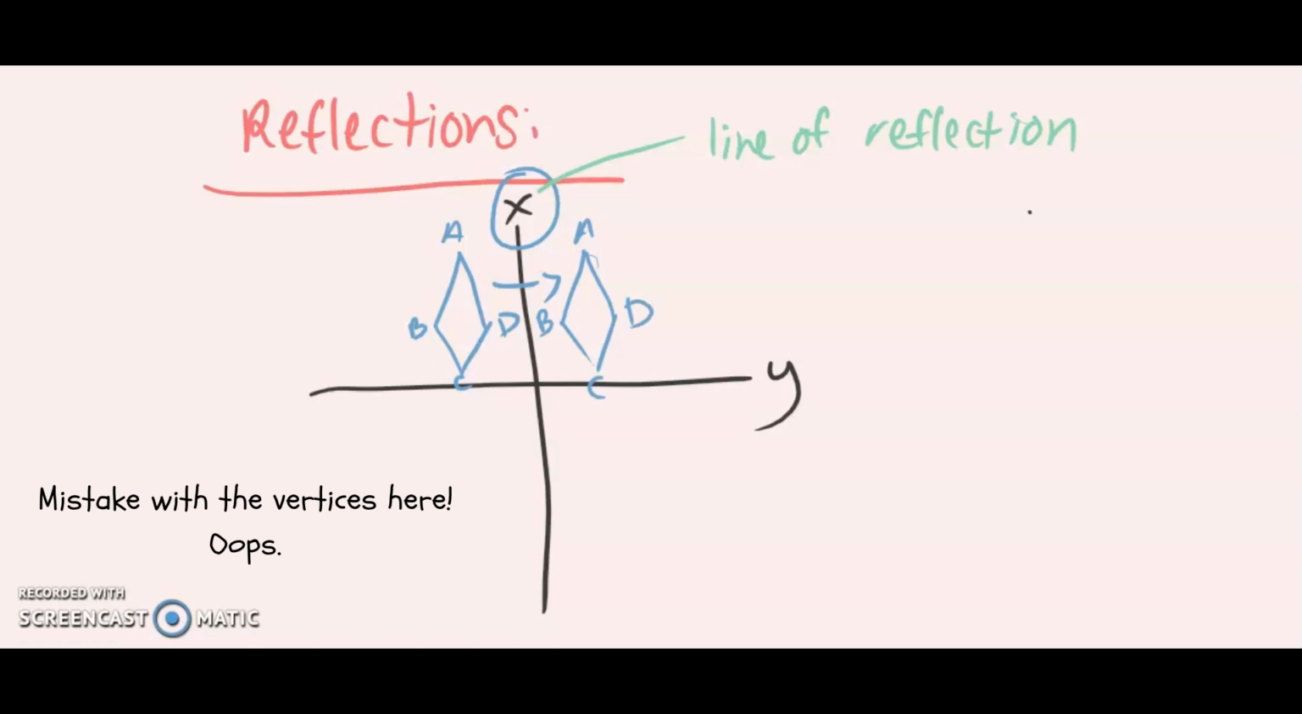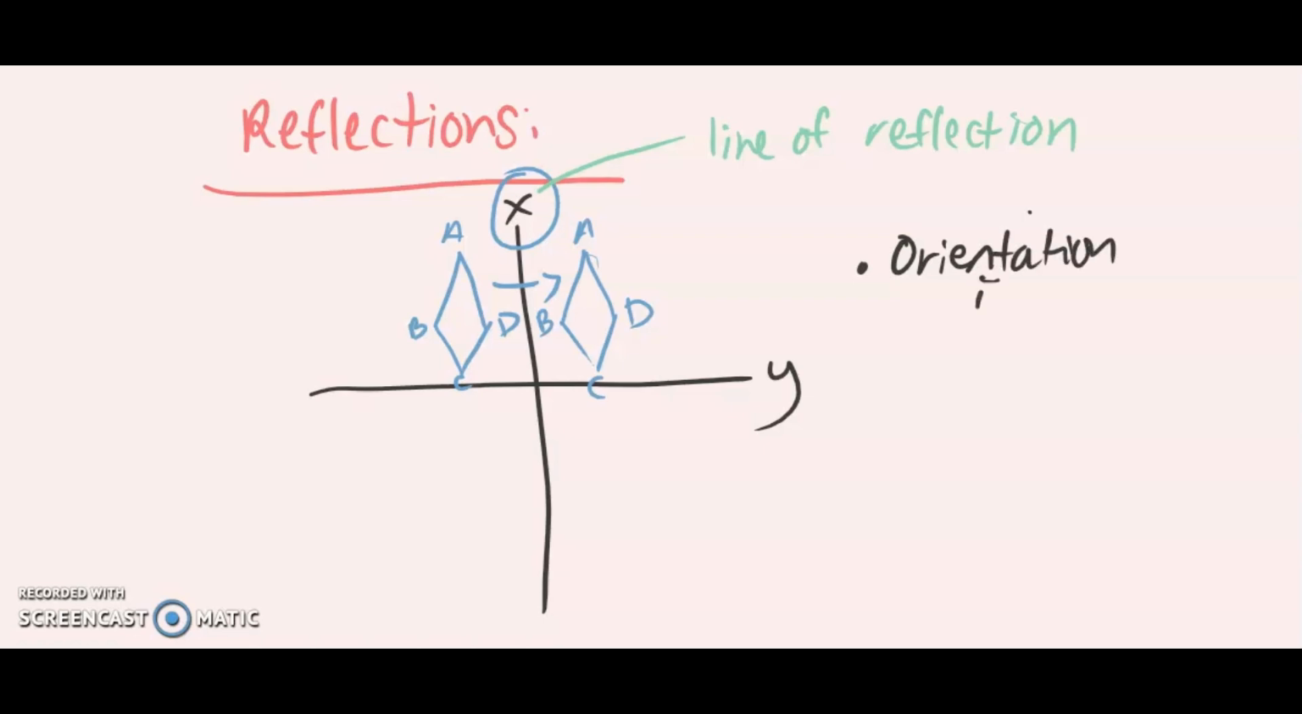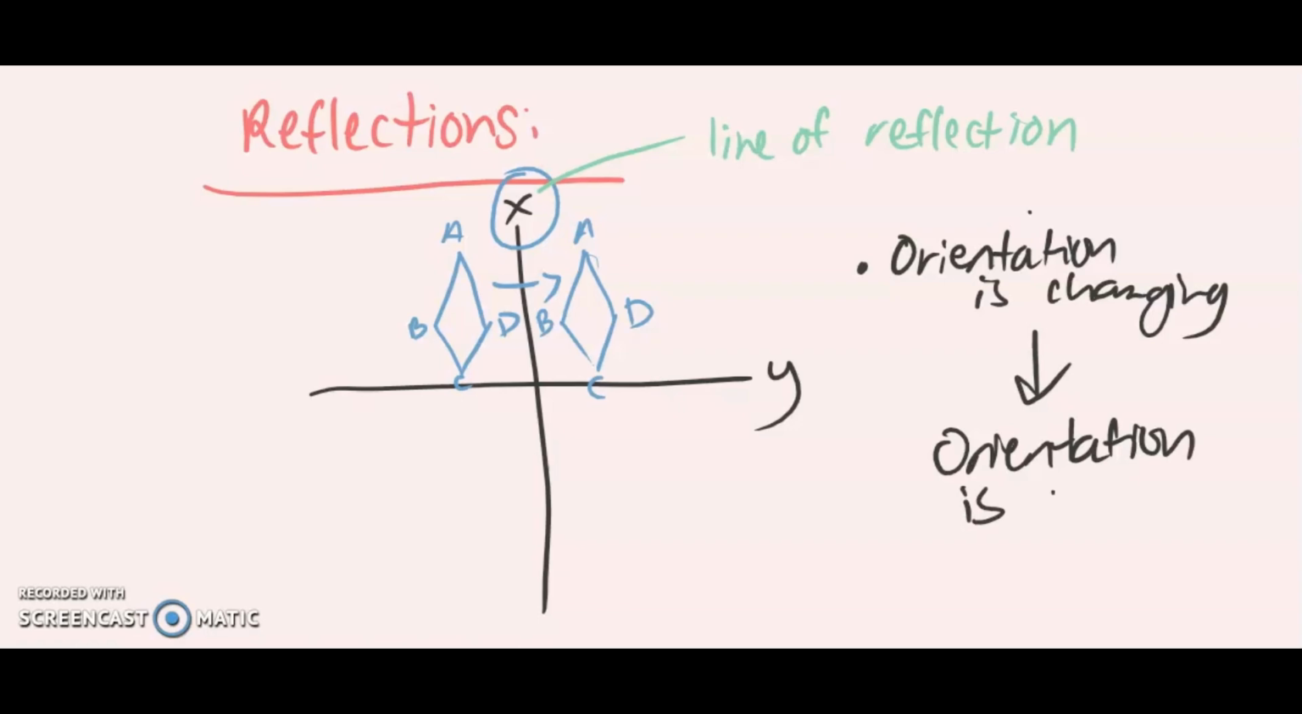Now, why is this? Well, when you're reflecting, the points or the orientation is going to change. So that's the first property here. The orientation is changing. And I think a better way of writing this is orientation is not preserved. So that's the first key point that you should know.